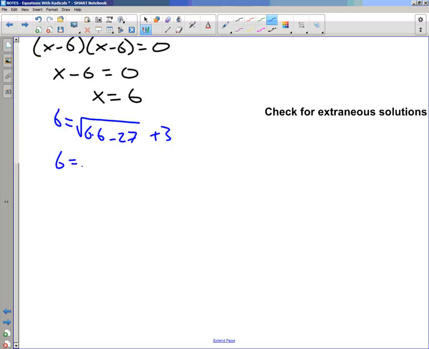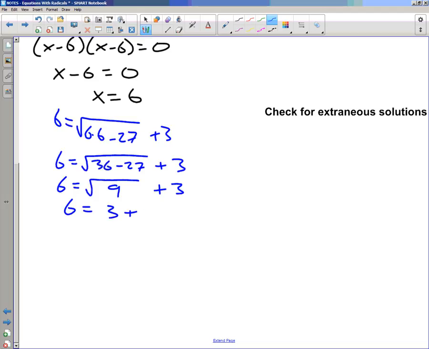So 6 equals, 6 times 6 is 36, minus 27, plus 3. 36 minus 27 is 9, and the square root of 9 is 3. And 6 is definitely equal to 3 plus 3. So we are going to keep it. So our solution set will be just 6.